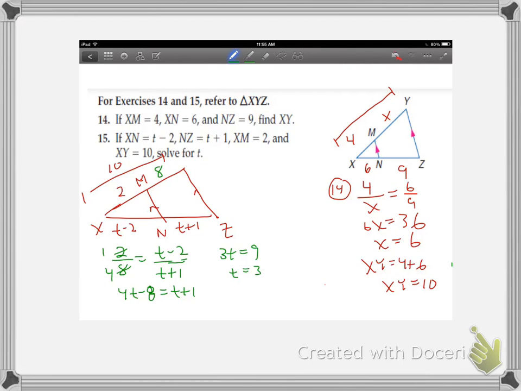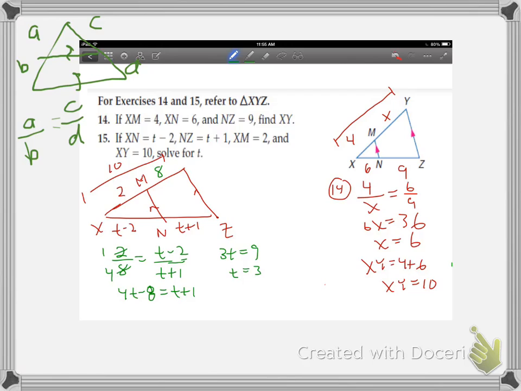In the next section on problems 14 and 15, we're using the triangle proportionality theorem. The triangle proportionality theorem says that if you have a line that comes parallel to one side of a triangle, then it divides the other sides proportionally. Meaning, in this picture I'm drawing in the top left, that you could always set up the proportion A over B equals C over D. The parts of one side of the triangle are in the same ratio as the parts of the other.